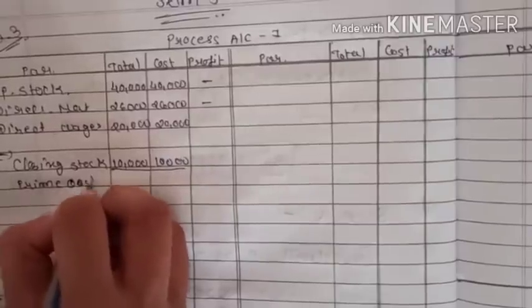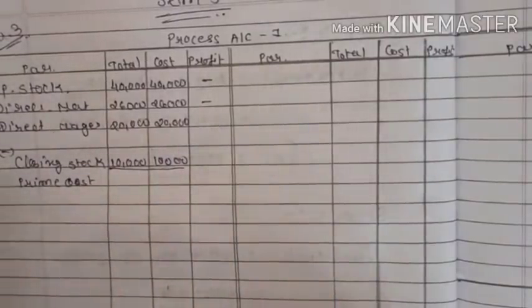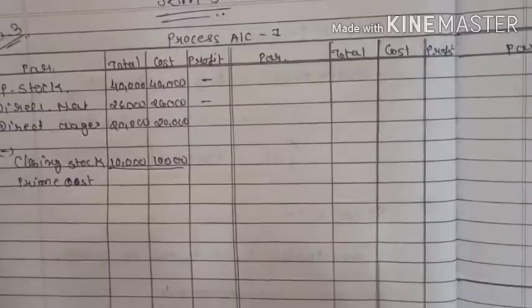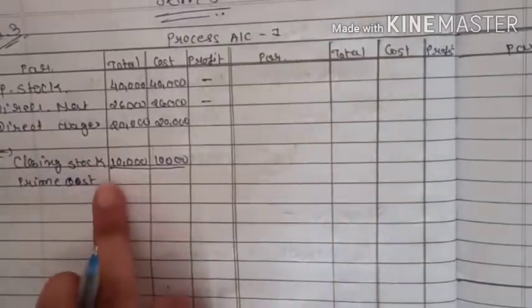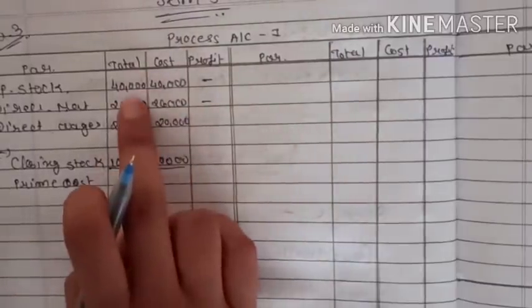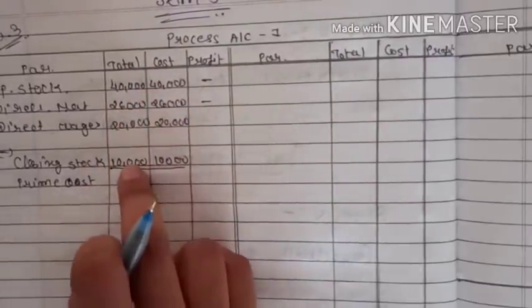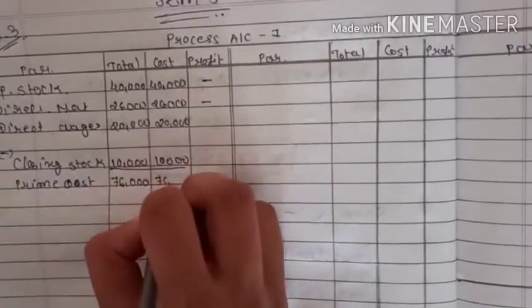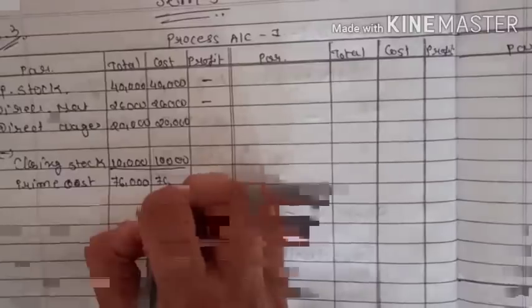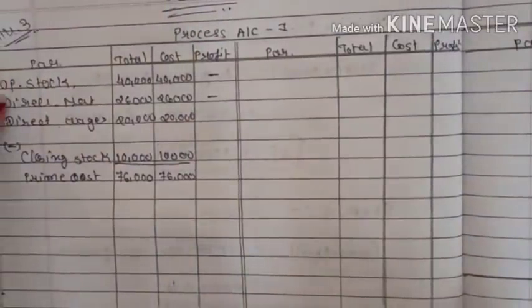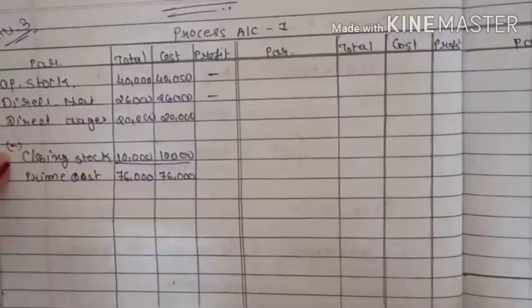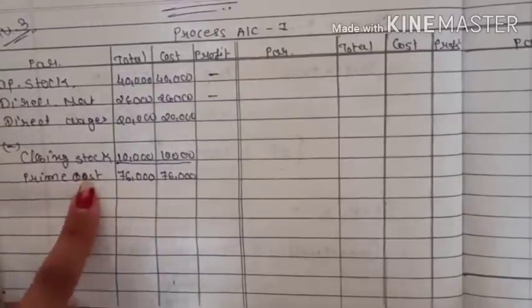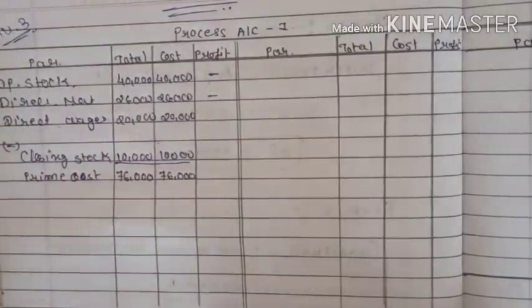You know the format of cost accounting. In the same way we have to make the statement in the cost accounting format. What is the prime cost? 40,000 plus 26,000 plus 20,000 minus 10,000. Understood? Opening stock, direct material, wages, minus closing stock. Then we get the prime cost.